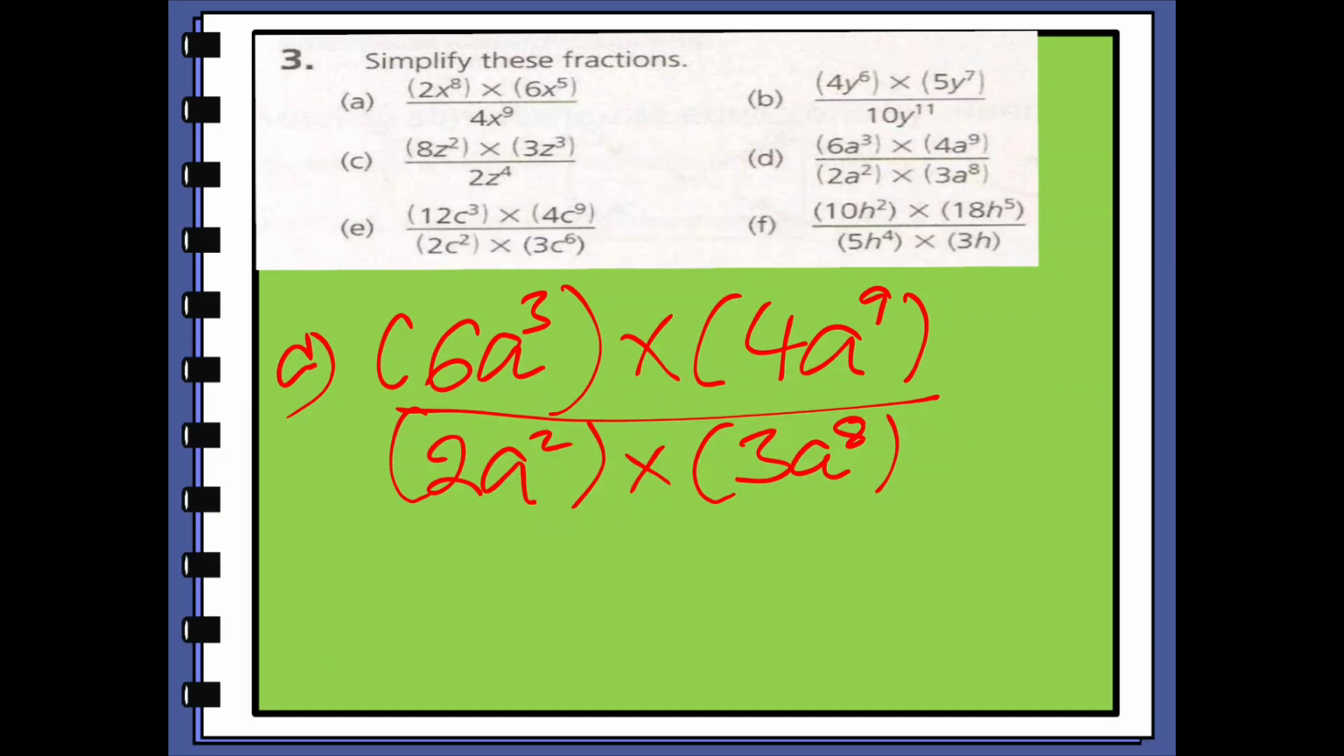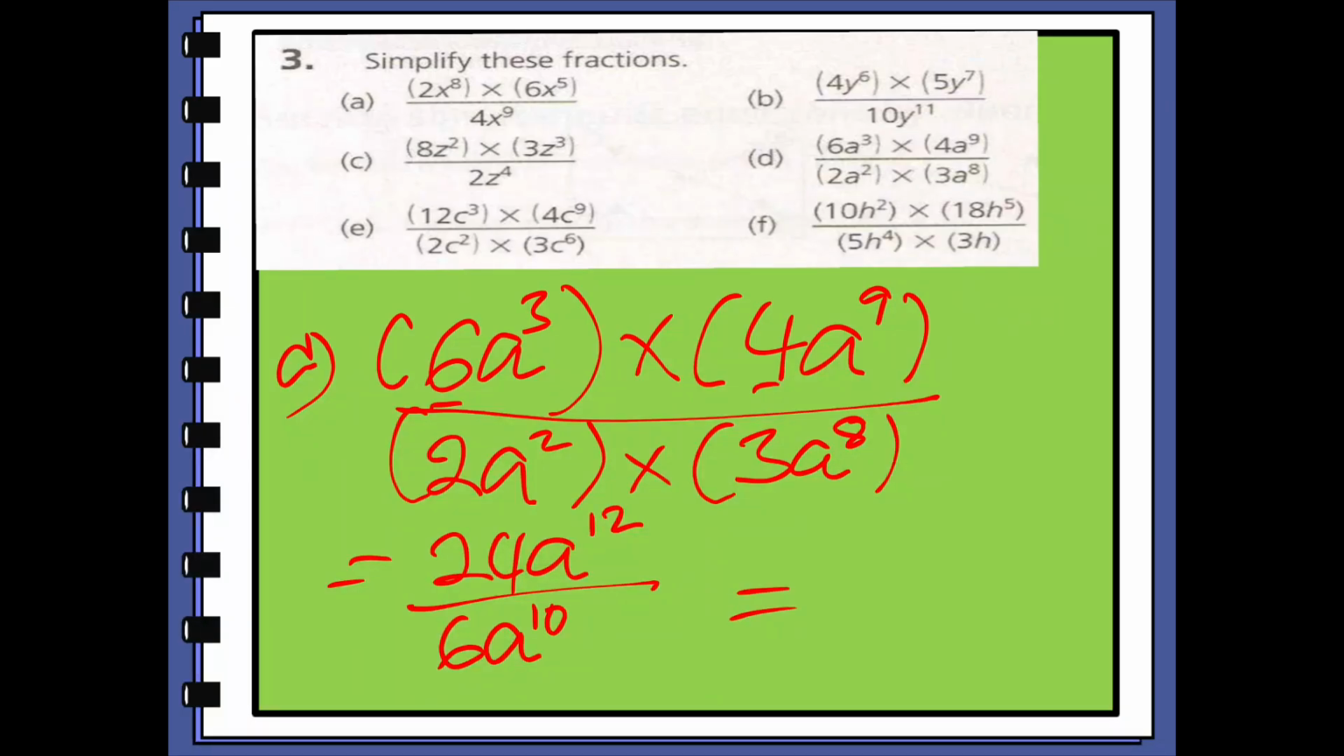Okay, so similarly the bases are different, so we need to multiply them. 6 times 4 should give us 24. Then we put a. Now since we're multiplying, we add the powers. 9 plus 3 should give us 12, over 2 times 3, that is 6, and an a. Then since we're multiplying, we do 2 plus 8, which would be 10.